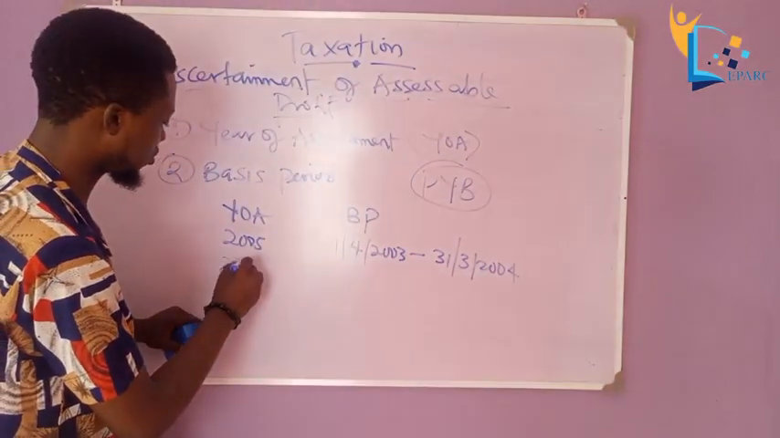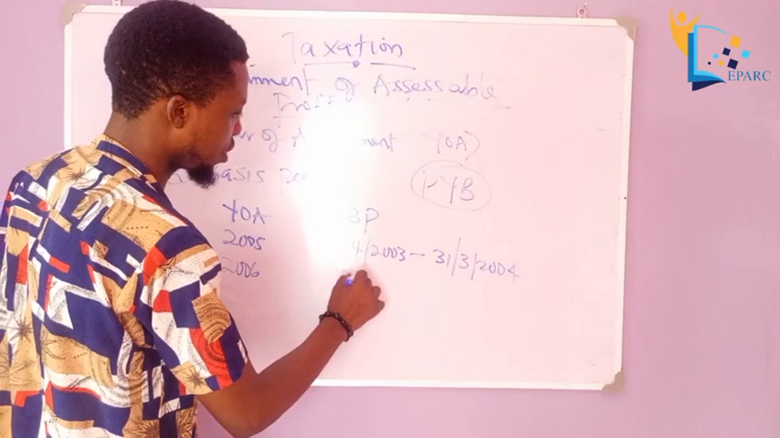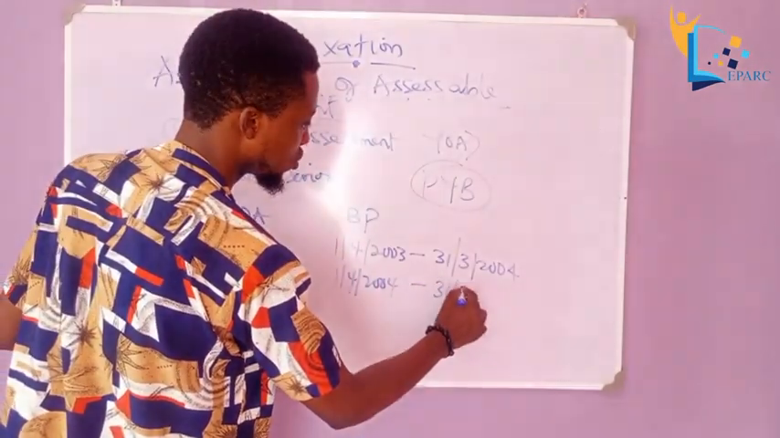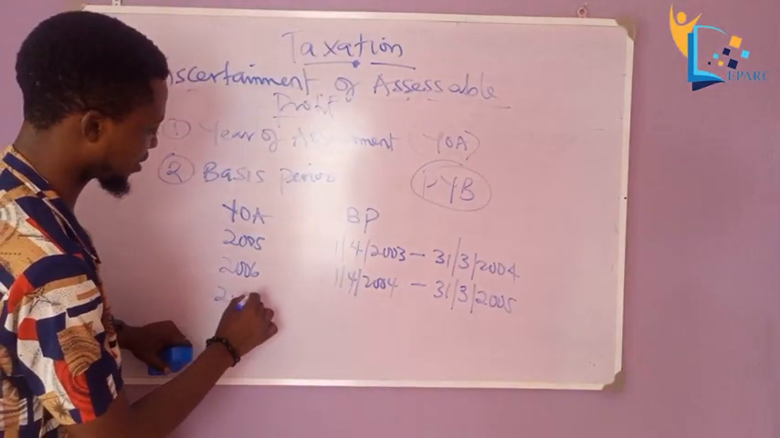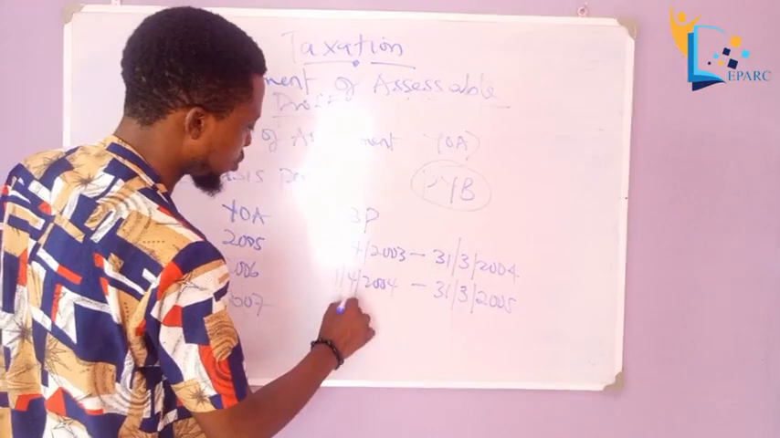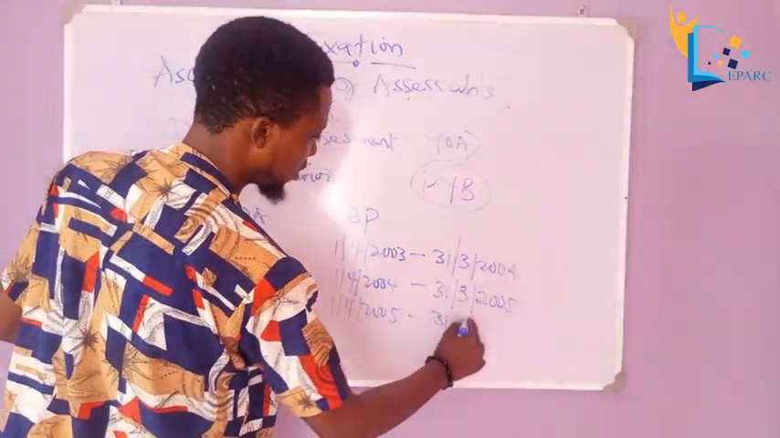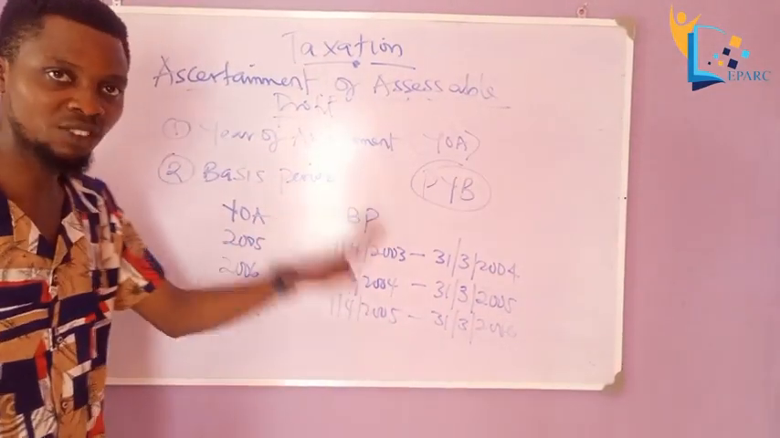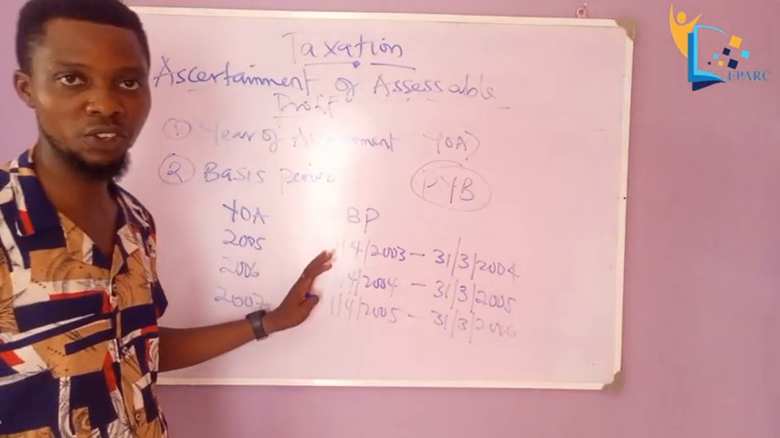If we're going to be assessed in 2006, our PB will now be 1st of April 2004 to 31st of March 2005. If we're going to be assessed in 2007, our PB will now be 1st of April 2005 to 31st of March 2006, as the case may be, and so on and so forth. So this is the difference between year of assessment and basis period.